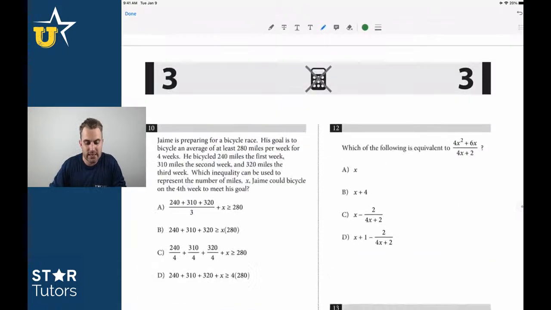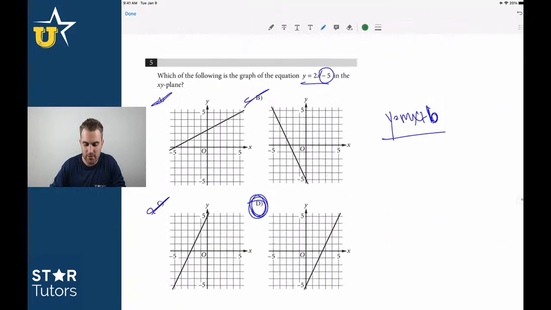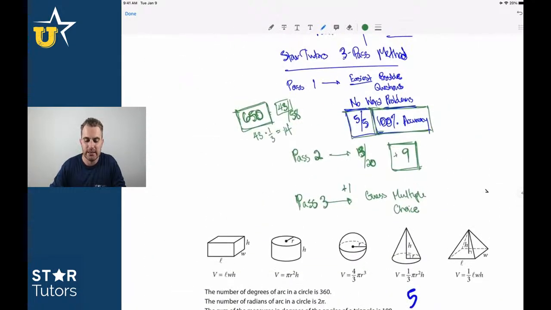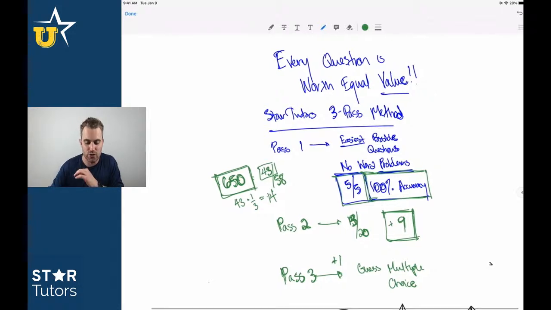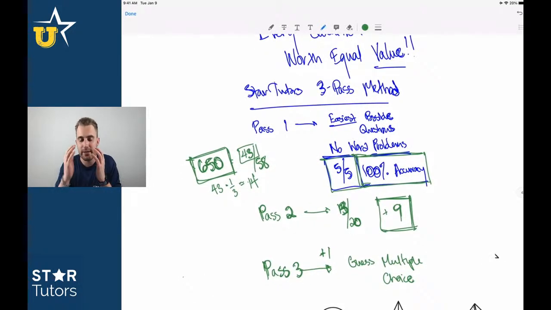The one thing I will say is that this pass method that we have up here, I truly believe in it and stick by it. I've seen enough students personally as a teacher and a tutor that I know it works. I like the structure of this, but ultimately the goal of the method is just to find the 14 easiest questions that you know how to do if you're trying to get to a 650. Okay, that is the most important thing.